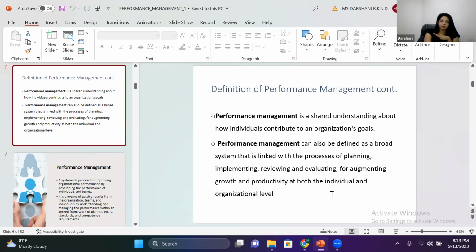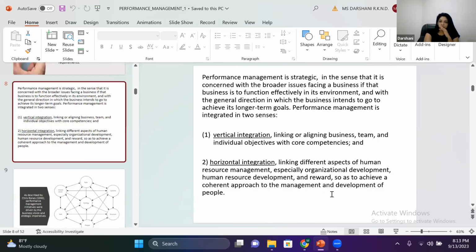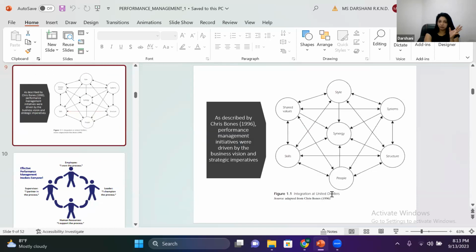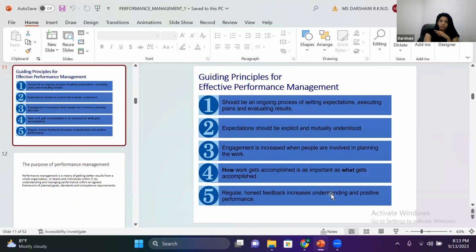So that's what we discussed, performance, these definitions. And basically, we discussed vertical and horizontal integrations, right? I'm just showing you these things to give you a recap of what we have done. And we discussed the guiding principles for effective performance management. I'm reminding you because these things are related. Today's topic is related to the next day. So likewise, it will be related. So that is important, right?